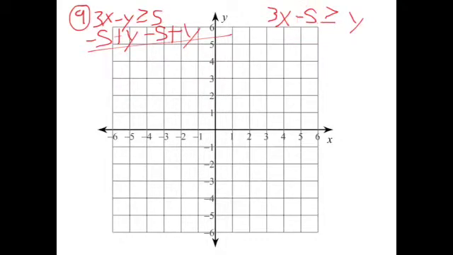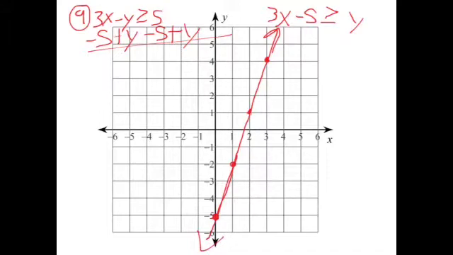The number not with the x, the -5, is my y-intercept. The number with the x, 3, is my slope, so I can go up 3, right 1 to get another point. Up 3, right 1, up 3, right 1. I can get a lot of points that way. And this says that it can be equal to, so I'm going to use a solid line to draw that.